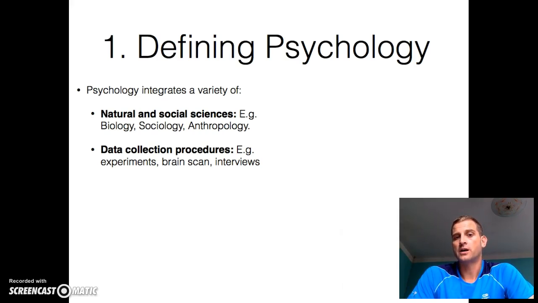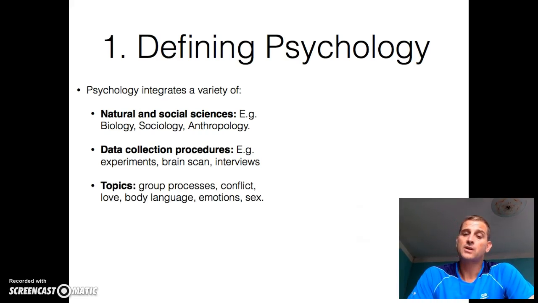There's also a wide variety of data collection procedures. For example, we might use traditional experiments, laboratory experiments. We might scan the brains for neuropsychology, and we might even conduct interviews or case studies. And psychology can deal with a wide range of topics. For example, we might look at group processes, conflict, love, body language, emotion, sex. All of these things can be dealt under the umbrella of psychology, and many of these we're going to deal with in this course.